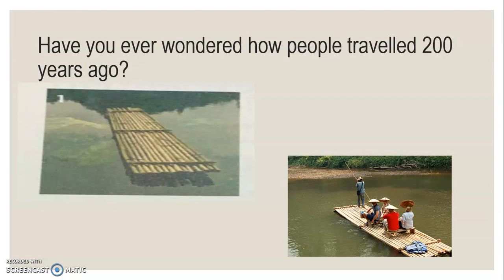Have you ever wondered how people traveled 200 years ago? If you can see here, these are two pictures that describe one of the earliest modes of transportation, water transport. This is a raft made of bamboo. People use it to cross rivers in villages.